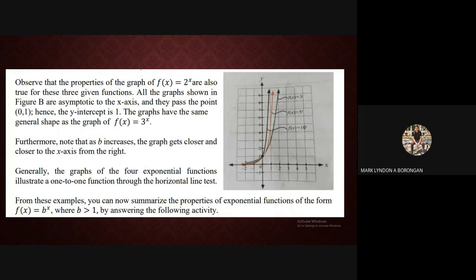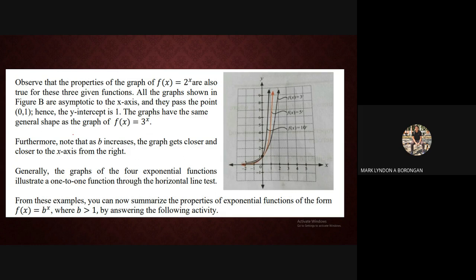So observe that the properties of the graph of f of x is equal to 2 to the power of x are also true for these three given functions. All the graphs shown in figure B are asymptotic to the x-axis and they pass the point 0, 1. Hence, the y-intercept is 1. So, as I've said earlier, atong y-intercept dari kay 1. Okay? Sa upat ka graphs. Okay? The graphs have the same general shape as the graph of f of x is equal to 3 to the power of x.